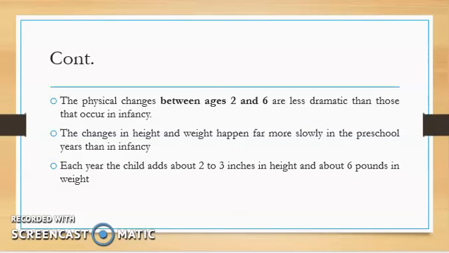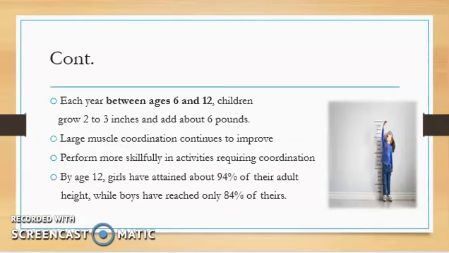The physical changes between ages 2 and 6 are less dramatic than those that occur in infancy. So in infancy, there are rapid changes. The changes in height and weight happen far more slowly in the preschool years than in infancy. Each year, the child adds about 2 to 3 inches in height and about 6 pounds in weight. Each year between ages 6 and 12, children grow 2 to 3 inches and add about 6 pounds.